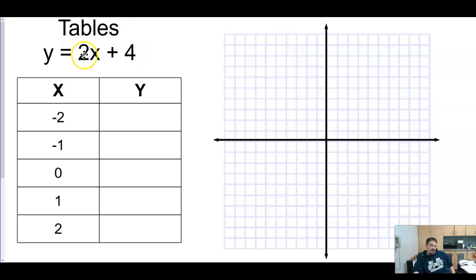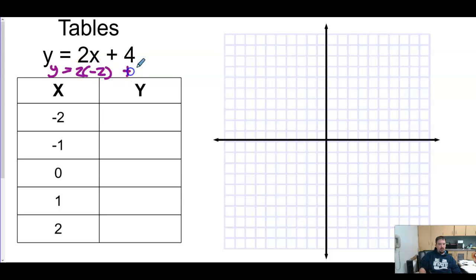Okay, this one, notice on this one they give me the x's they want me to use, but they don't give me the y's, and they give me an equation. So what we're going to do is take our x's and plug them into this equation right here to figure out what the y is. So for this first one, y equals 2 times -2 plus 4. So 2 times -2 is -4, and -4 plus 4 is 0.